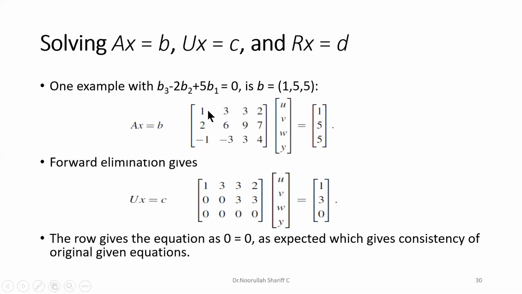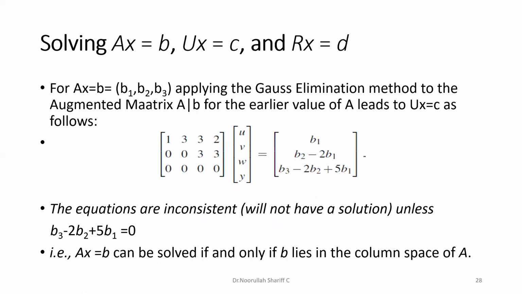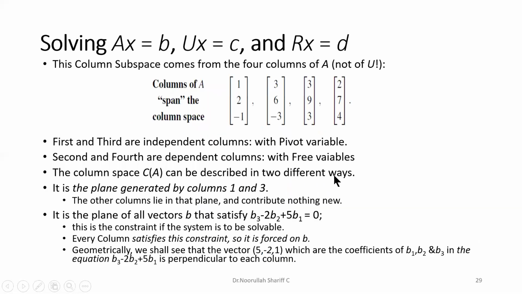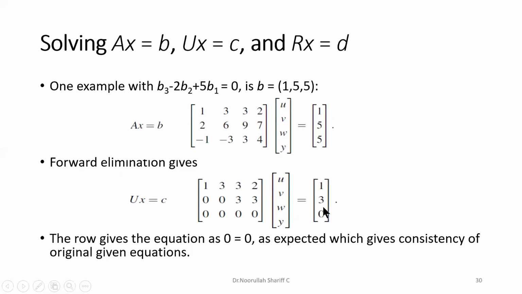So Ax equal to b now will be A over here like this, and x like this, and b which is like this one, (1, 5, 5), which we have considered over here. Now by using the elimination method, we can try to find out Ux equal to c, where U will be again the same thing which we have got earlier, (1 3 3 2), (0 0 3 3) and (0 0 0 0), x as it is. Now c is (1, 3, 0), which corresponds to b1, b2 minus 2b1, and b3 minus 2b2 plus 5b1. And that will be naturally 1, 3, and 0.